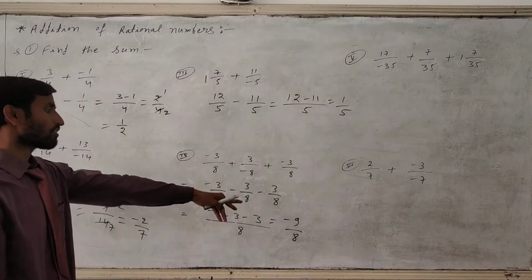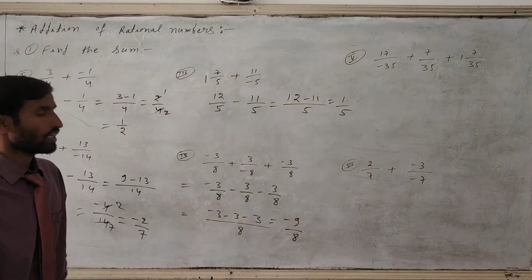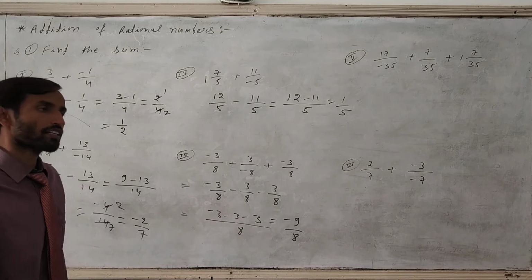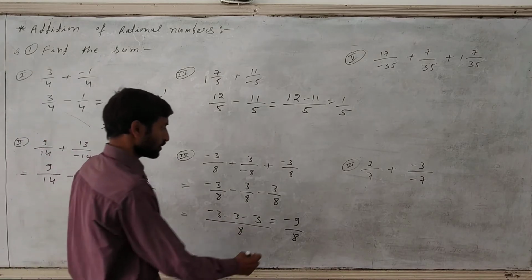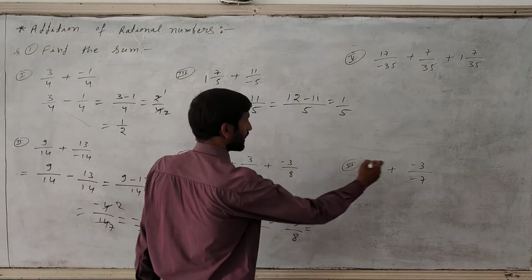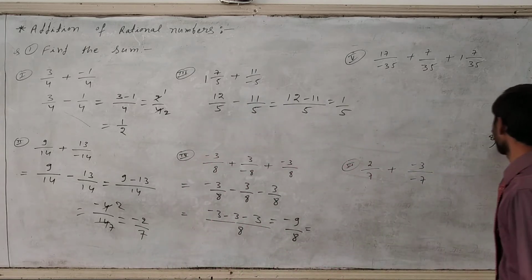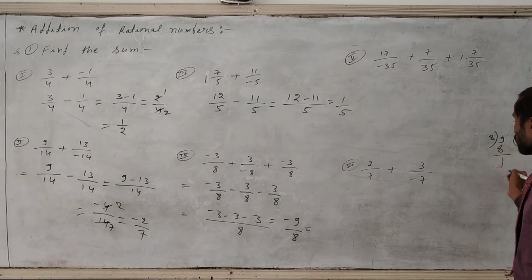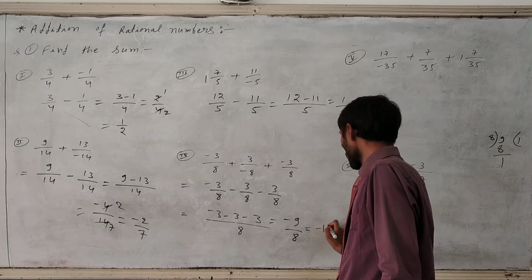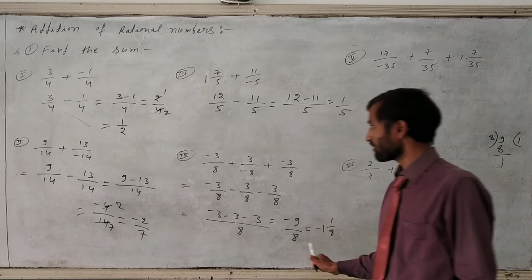If you want, you can convert it into a mixed fraction also. If the numerator is greater than the denominator, you can convert it into a mixed fraction. So it will come, if you divide 9 by 8, then 8 once is 8, remainder 1. So minus 1 and 1 upon 8. So this is the final answer.